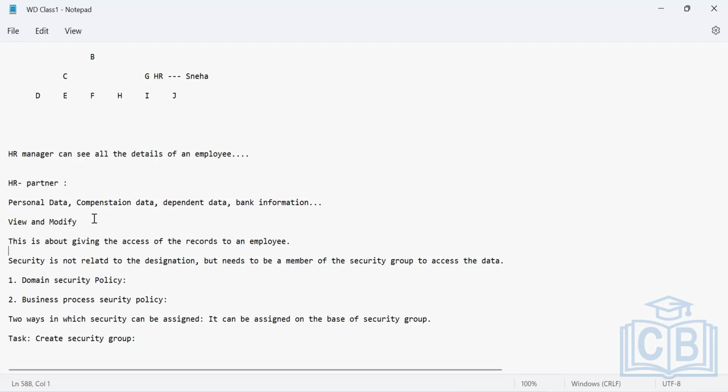I work as a security administrator, but I will have more permissions than the CEO of the organization. Are you getting my point? Security is not at all related to the designation. It depends on the responsibility, the role that you're performing in the organization. As per that, the permissions are given. A CEO has to take business decisions, not make application changes, so accordingly, permissions are also given.